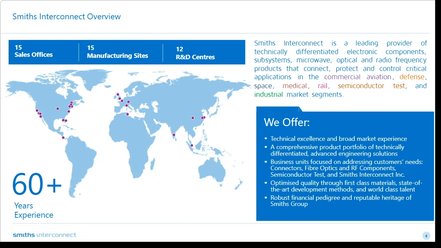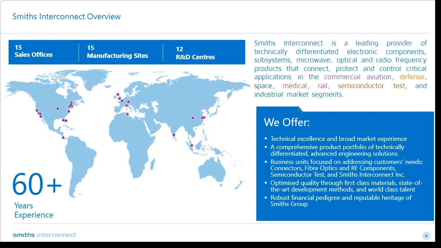What technically differentiated means is a lot to our customers, because when we go across the next few slides, you will see how the way we approach design is in some ways quite different to many other players in this market. We have got over 60 years of experience in this industry. We've got more than 15 sales offices, 15 manufacturing sites, and 12 R&D centers dotted around different parts of the world. We've got a comprehensive product portfolio which is technically differentiated with advanced engineering solutions.